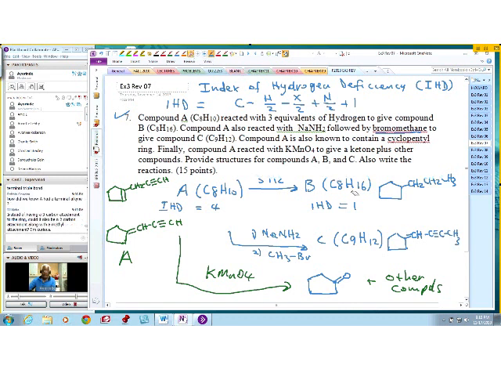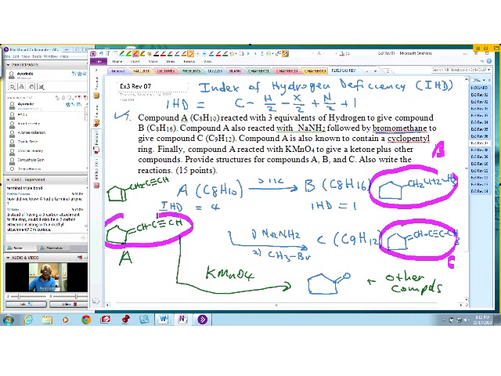Let me write this better here. Okay, so this will be your compound C right here. This compound C. And this is your compound B, and this is your compound A.